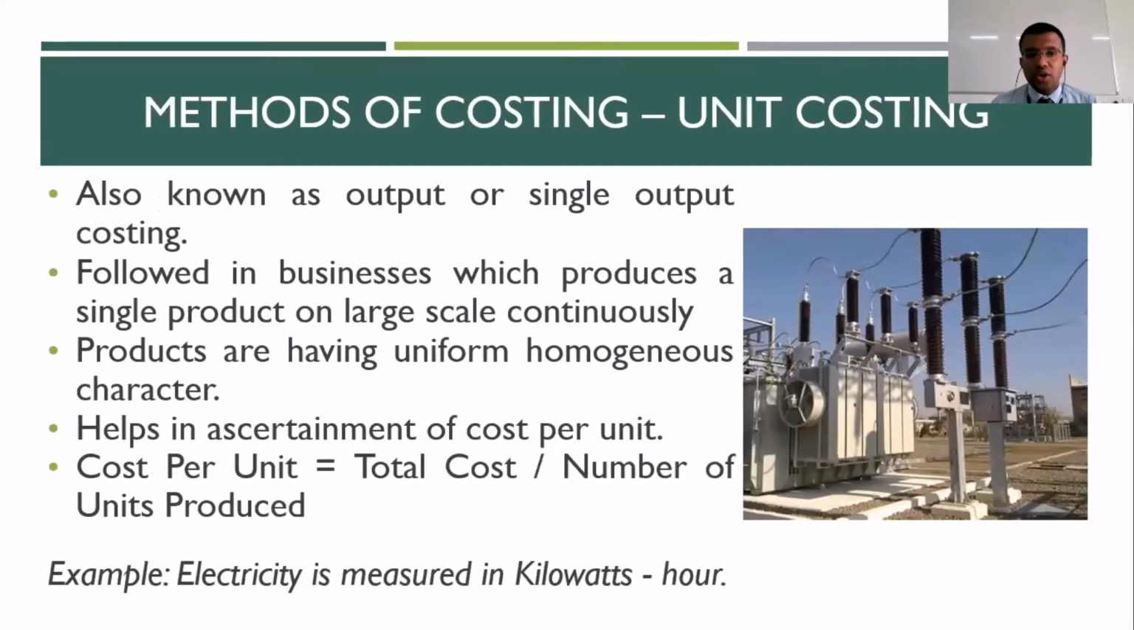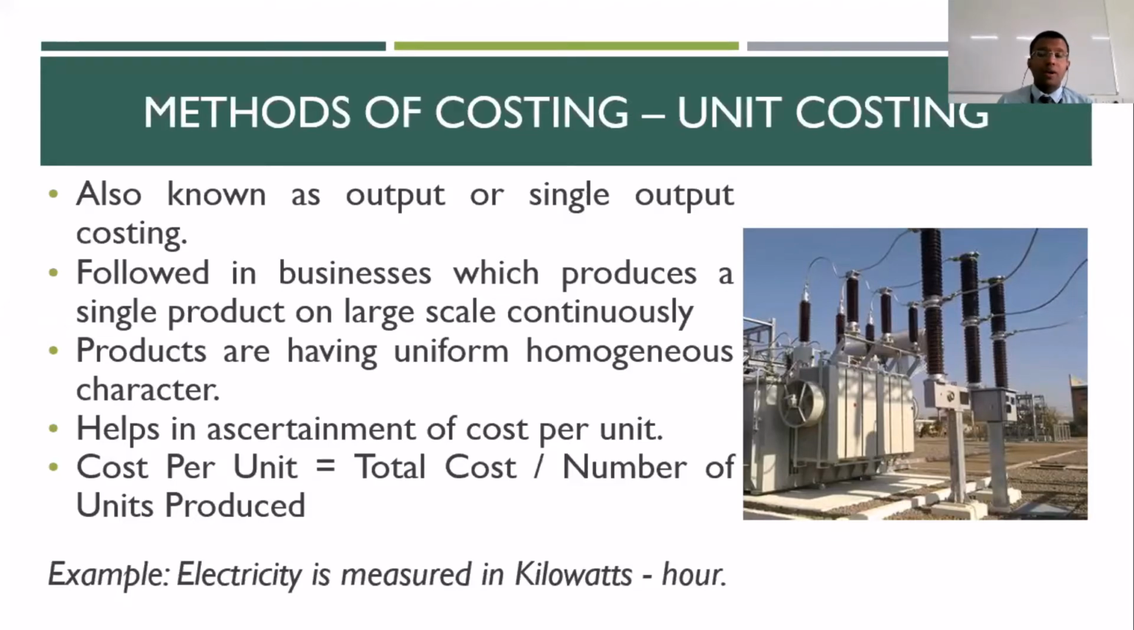Next is called unit costing. The next method of costing that we would be dealing with is unit costing. It is also called output costing or single output costing. Now, this is used in industries and businesses where it's a large-scale production and the production activity is happening continuously. Also, the end product is homogeneous in nature, which means it's the same, it is uniform. There is no difference at all.